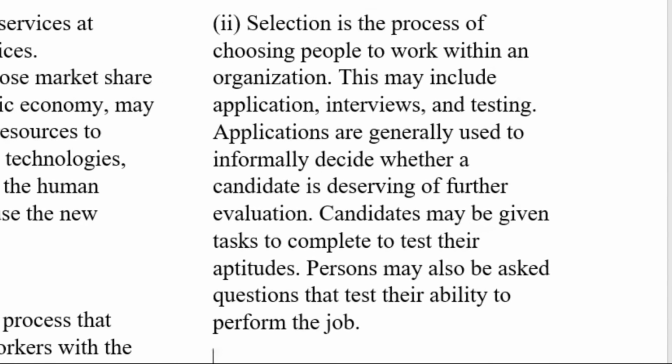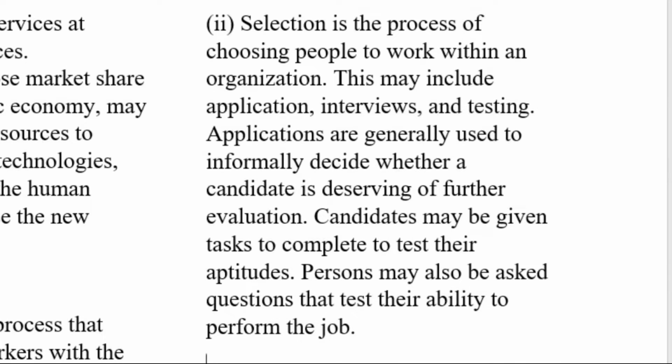The next one is selection. So let's look at what selection is. Think about it. So selection is the process of choosing people to work within an organization. This may include application, interviews, and testing. So applications are generally used to informally decide whether a candidate is deserving of further evaluation. So one would look through the applications, try to see which persons have the qualifications or the skills that you're looking for, and you could shortlist them for an interview.